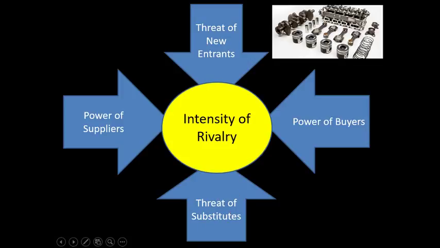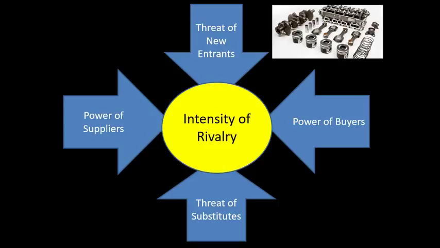Is there the threat of substitute goods? Well, I'm not too sure for the specific product that we're talking about. There's probably not too many substitutes for Honda Accord parts. But you'd have thought the combination of threat of new entrants coming in, only one buyer, and relatively few suppliers would make this quite an intensely rivalrous industry.